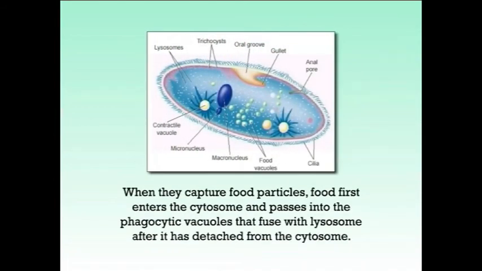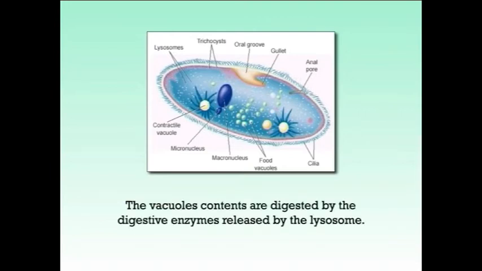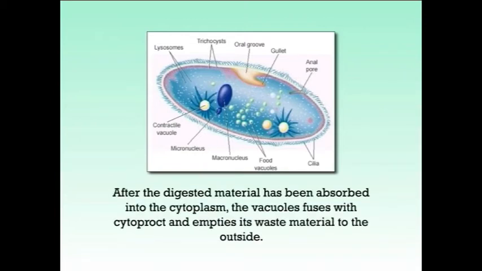When they capture food particles, food first enters the cytosome and passes into the phagocytic vacuoles. Further, it is fused with the lysosome, after it has been detached from the cytosome. The vacuole contents are digested further by the digestive enzymes released by the lysosome. After the digested material has been absorbed into the cytoplasm, the vacuole fuses with the cytoproct and empties its waste material to the outside. In this way, the process completes.